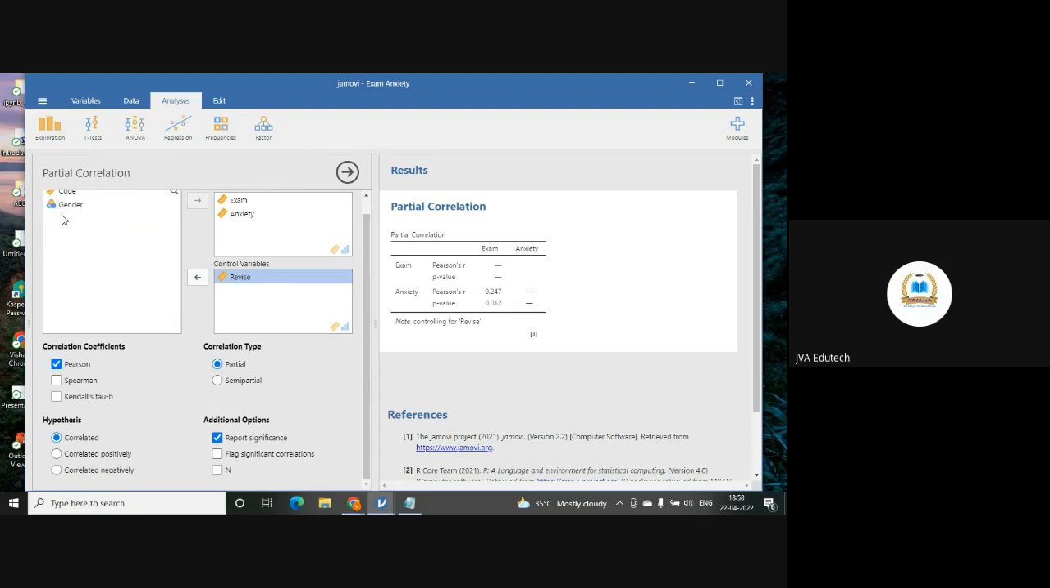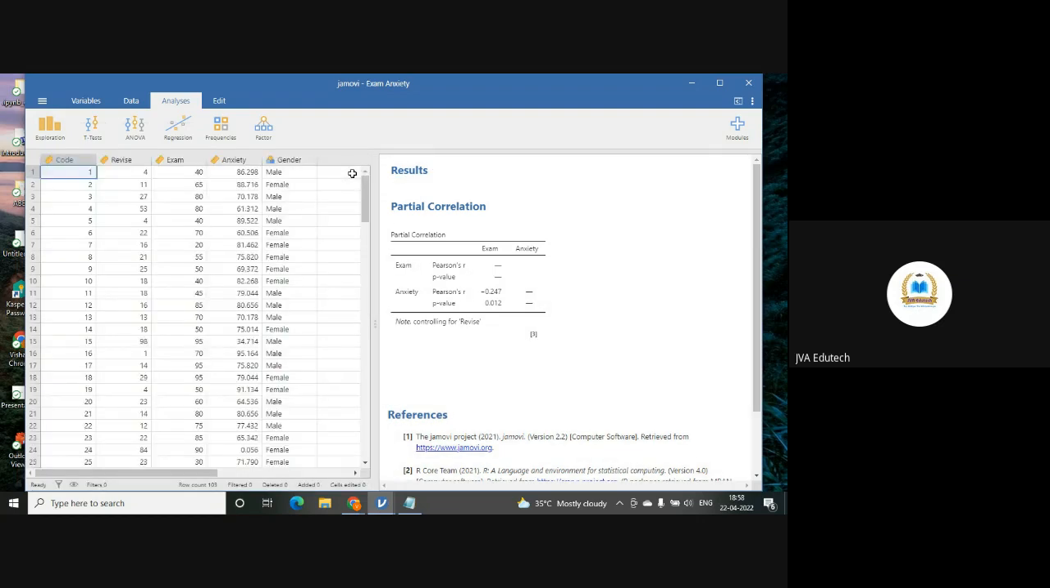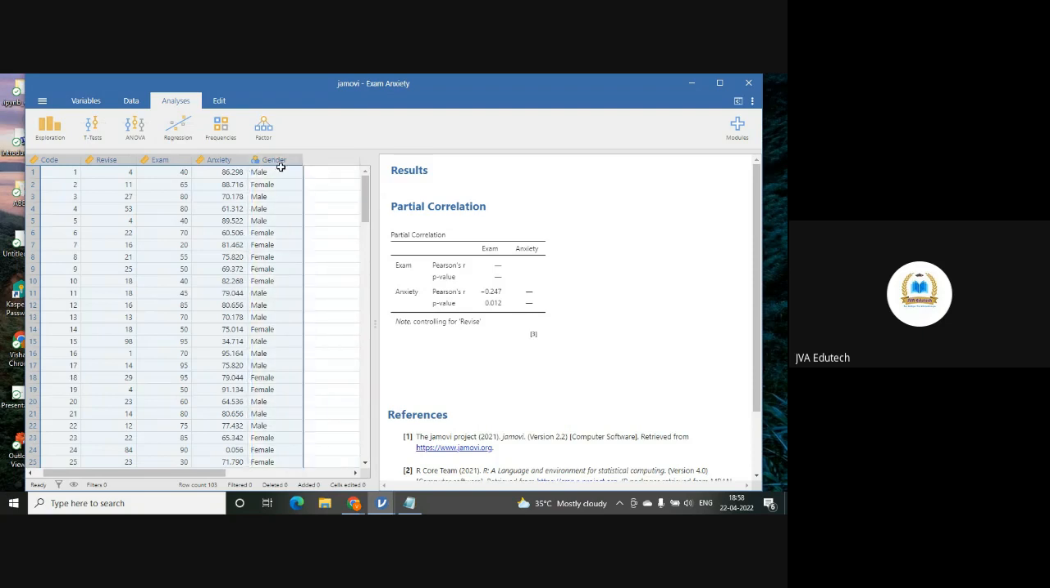Clear? Yes, sir. So if you want to keep any of the variables as a controlled variable, then we go for partial correlation and we control that variable and then see the relationship. Now we are done with the correlations. Now we will move on to regression.